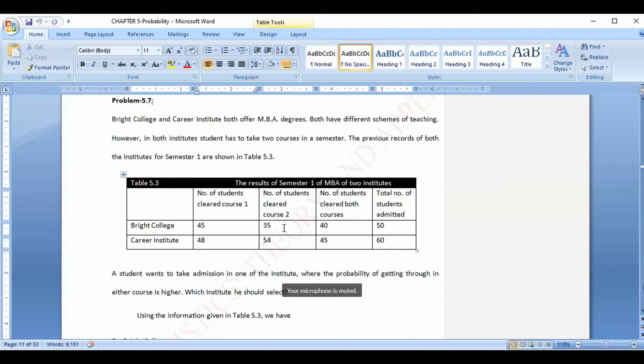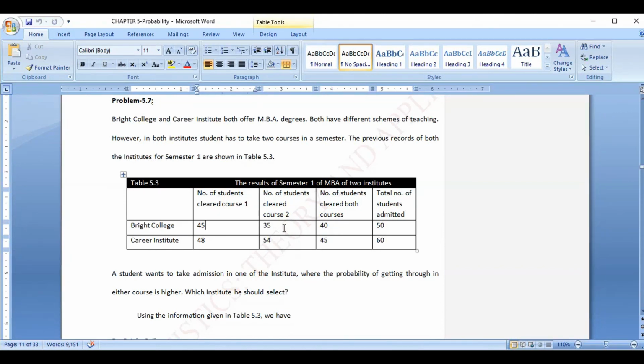Now we have to decide which college is better for study. That definitely depends on how the passing percentage is going to be, the passing probability. So we are talking about probability, and we have to talk about everything in terms of probability. What is the probability of success rate? What is the success rate of each institute? That is what we have to compute now.